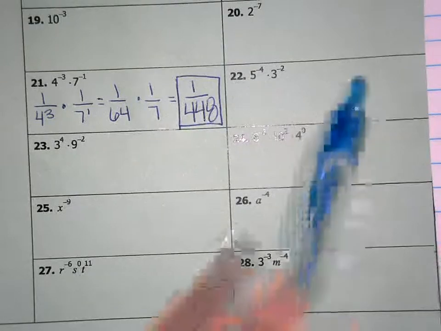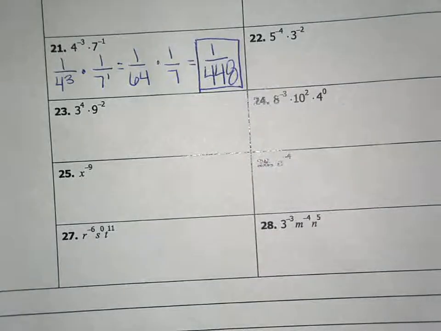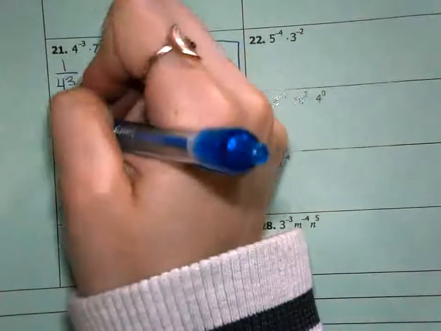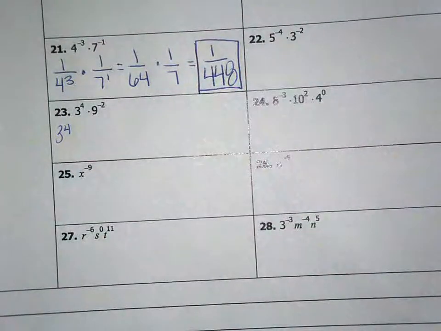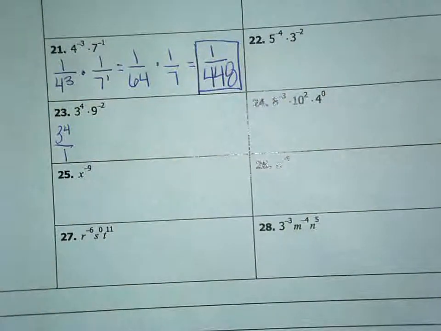So we're going to skip 22, and we'll come back to it. Let's go to 23. What do you notice about 23? There's a positive exponent. Do I change that positive exponent at all? No. So I would just rewrite it as 3 to the 4th, but I would rewrite it over a 1. That way it's in fraction form, but I'm not doing the reciprocal. I'm not flipping it because it's positive. You only flip the ones that are negatives.